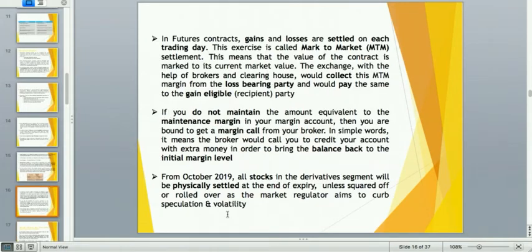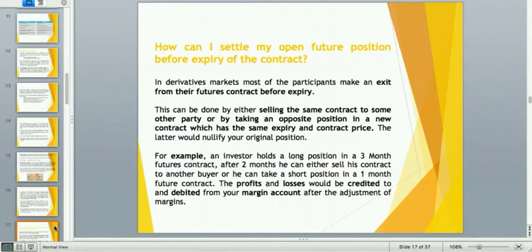Now, basis this, you could say, how do you settle your contracts or how do you exit your contracts? It's very simple, but still, how do you exit? You obviously can exit from your future contracts before expiry. Either you sell the contract or you take an opposite position in a new contract which has the same expiry and contract price. So that is offsetting.